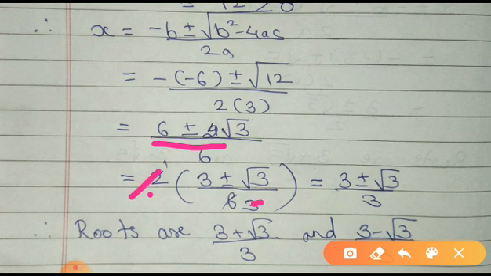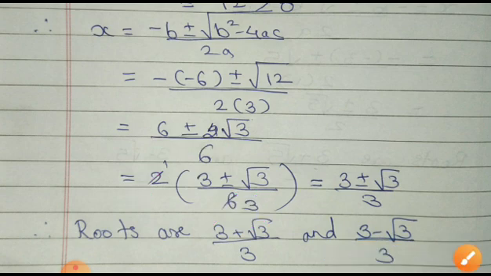So this and this will get cancelled. So it will be 3 here. So the roots will be 3 plus root 3 by 3 and 3 minus root 3 by 3. Okay. So these will be the roots of your given quadratic equation. Hope this question is also clear.